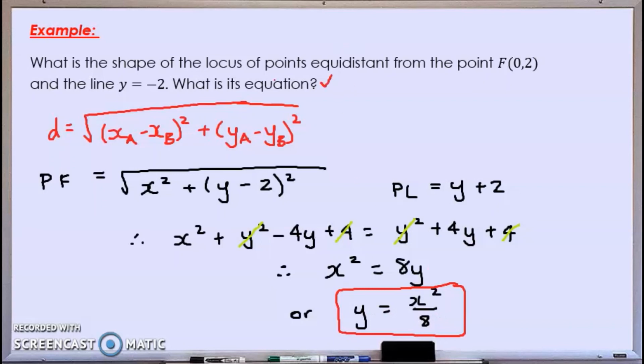That's that part done. What is the shape? Well, we should recognise by this equation the shape is a parabola.